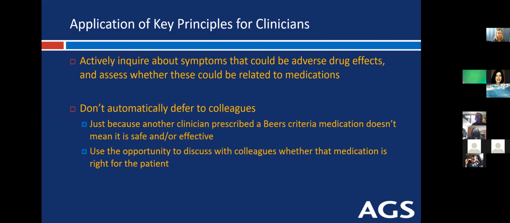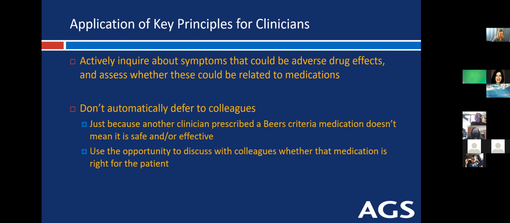We should actively inquire about symptoms that patients are having to determine if they're adverse drug effects and to assess whether those could be related to medications. So in older adults, anytime they're presenting with new symptoms, especially in relation to recent medication changes and/or new medication starts, it would be important to think about, could the symptoms these patients are having be related to the medication I changed or started, if a dose was changed or the medication itself was changed.